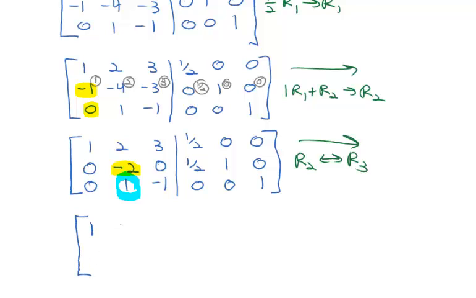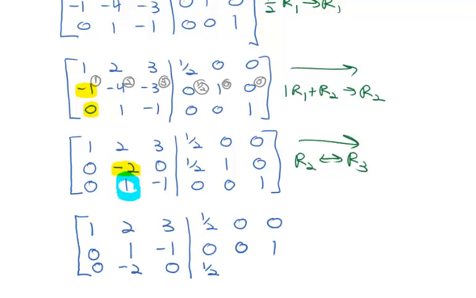So the top row unchanged, 1, 2, 3, 1/2, 0, 0. The second row is now 0, 1, -1, 0, 0, 1. And the third row, 0, -2, 0, 1/2, 1, 0. Now that we've got that 1 that we want, we can work to get zeros above and below.